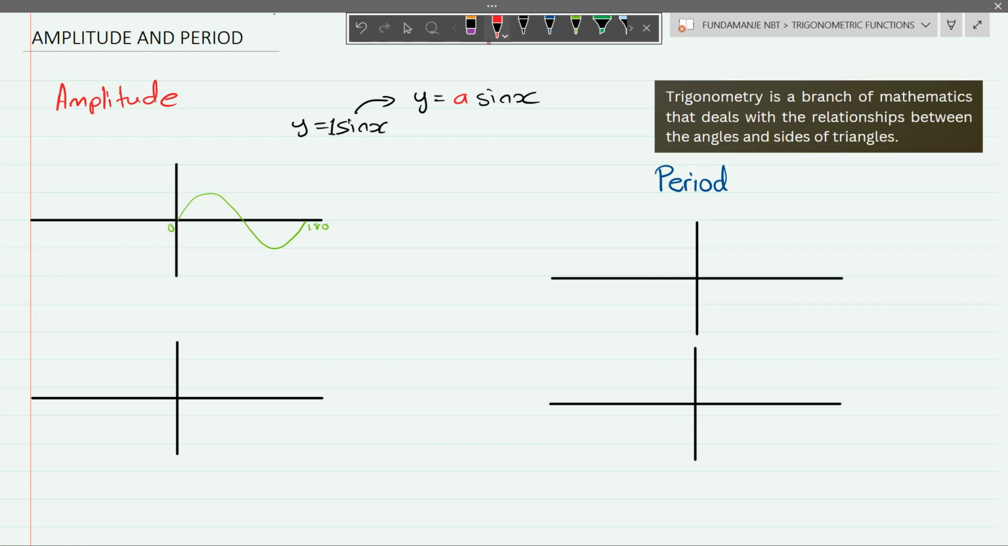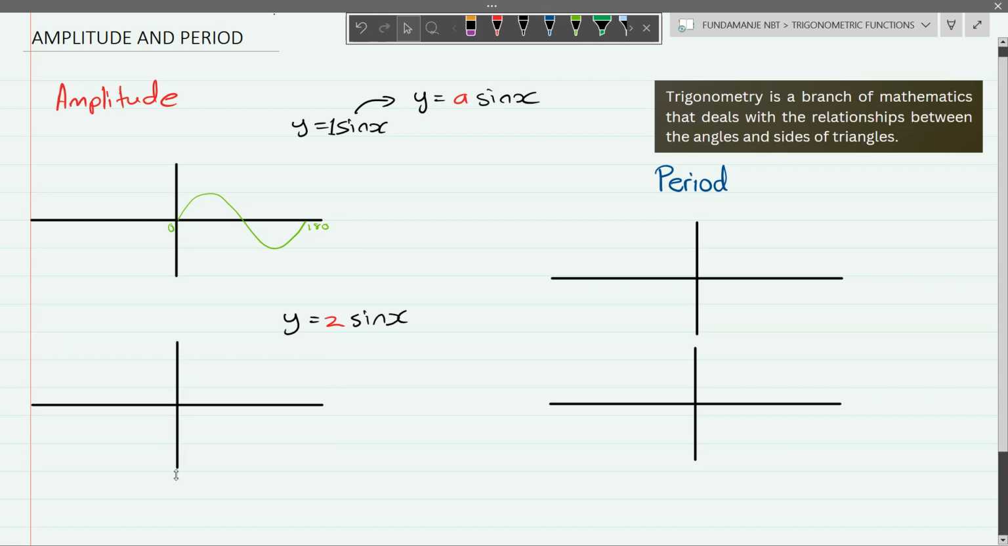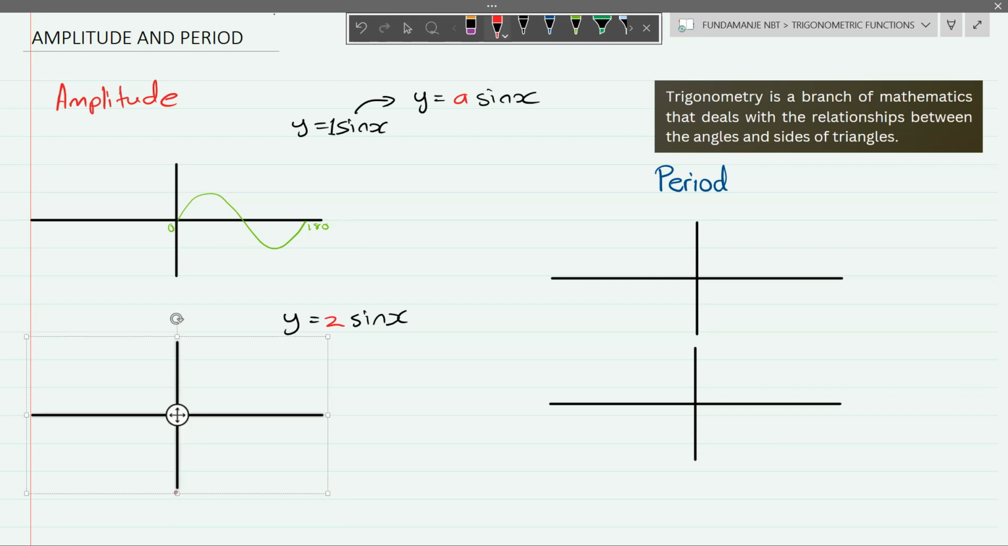Now, what would happen if we were to change this such that we have y is equal to 2 sine x? Then that means our amplitude would double, and I would need to adjust my axes for that. So something like this. That means we will see our graph rising up to 2 and exhibiting a similar pattern at the bottom, like that.